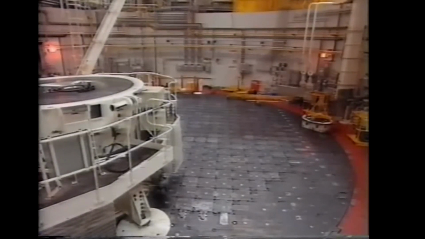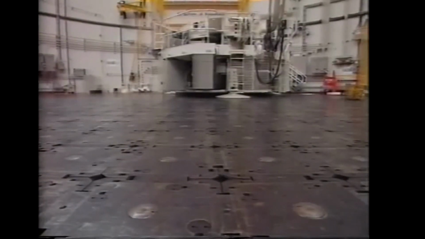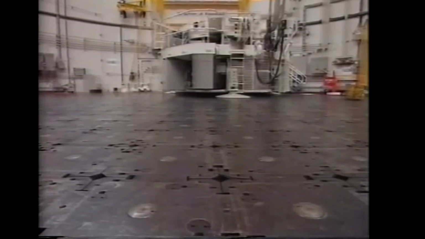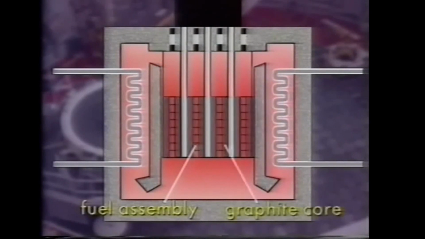In the nuclear reactor at Heysham, the fuel is in the form of pellets of uranium dioxide. The pellets are put into steel cans, which are then linked together to form a fuel element. 8 elements in line make up a fuel assembly. The fuel assemblies are surrounded by a graphite core, which is essential to the process.